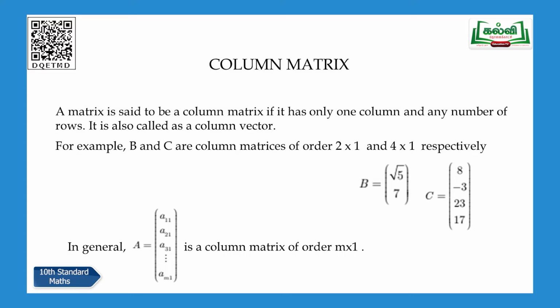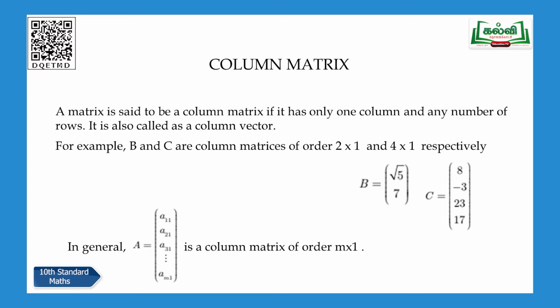As I told you before, from the topic name itself, it is clearly understood the column should be 1. A matrix is said to be a column matrix if it has only one column and any number of rows. So the number of columns should be 1 and the rows can be any number. It is called a column vector. For example, B and C are column matrices of order 2 by 1 and 4 by 1. See why I said 2 by 1 and 4 by 1. It is not 2 into 1. It is 2 cross 1 or 2 by 1, or 4 cross 1 or 4 by 1. We can call it like that.